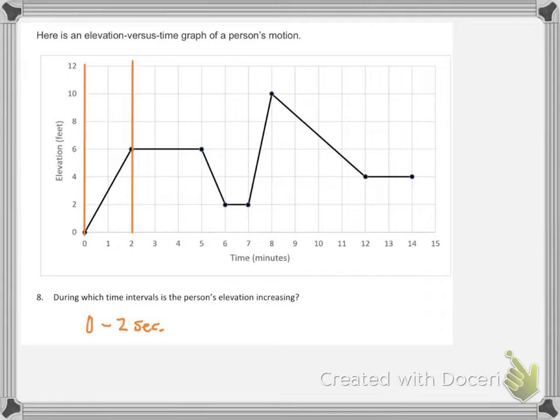And then there is one more, and that is here, from 7 seconds to 8 seconds. Between 7 seconds and 8 seconds, we go from 2 feet of elevation to 10 feet of elevation. So we also have from 7 seconds to 8 seconds, that interval. That's also a period of elevation increasing.